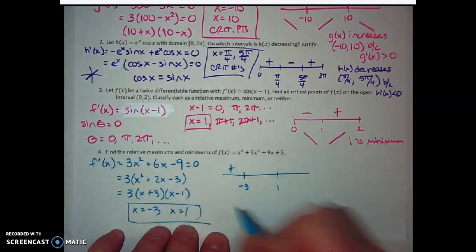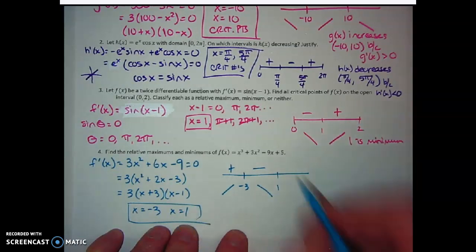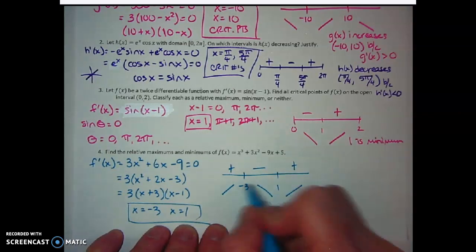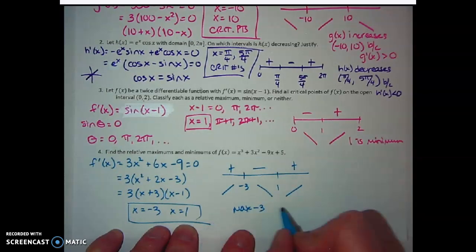I get that it's positive, so it's increasing. Plug in a number between negative 3 and 1, so if I plug in 0, I'm going to get a negative number, so in that interval it's going to be decreasing. And then if I plug in a number that's greater than 1, it's going to be positive, so that's going to be increasing. So I can see I'm going to have a max at negative 3, and I'm going to have a min at positive 1.